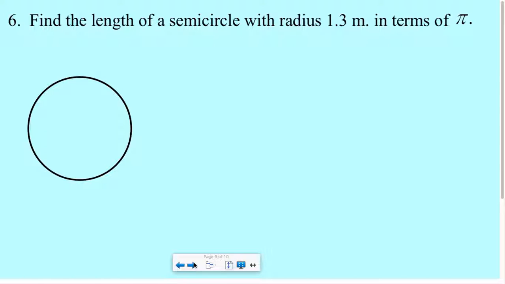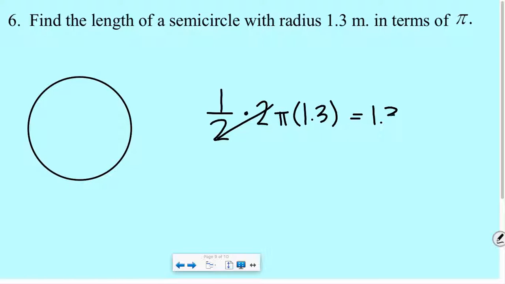Arc length is some fractional part of my circumference. A semicircle is what fractional part of my circle? Half. Of means to multiply, so when you find the arc length, you're taking some fraction times the circle's total circumference. Well, circumference is 2 pi times the radius, which they give us to be 1.3. What's half of 2? 1. And 1 times pi times 1.3 is 1.3 pi.